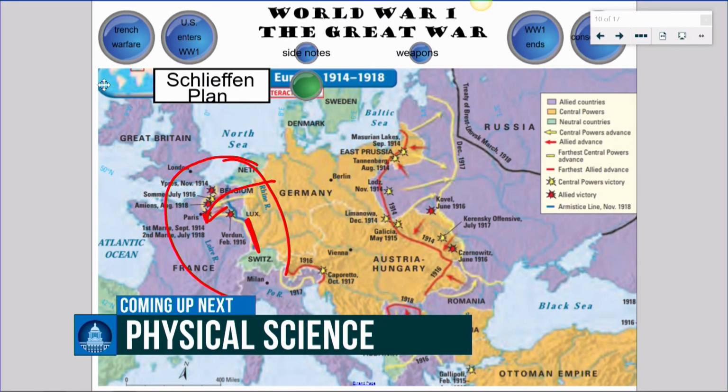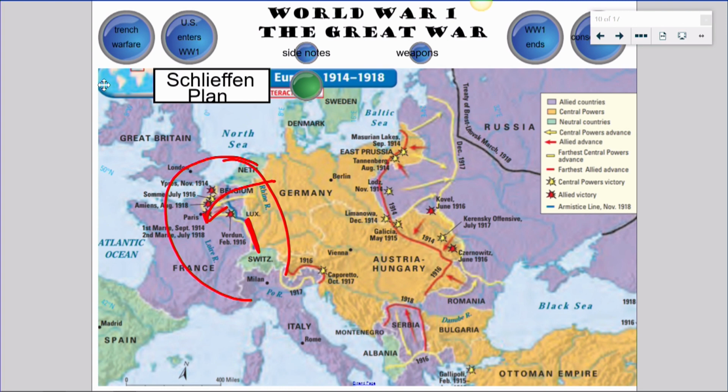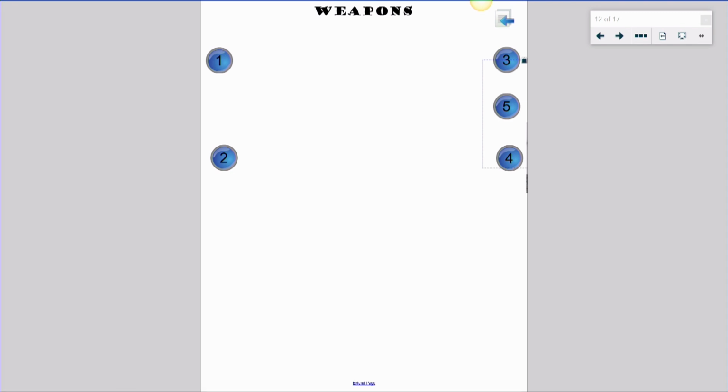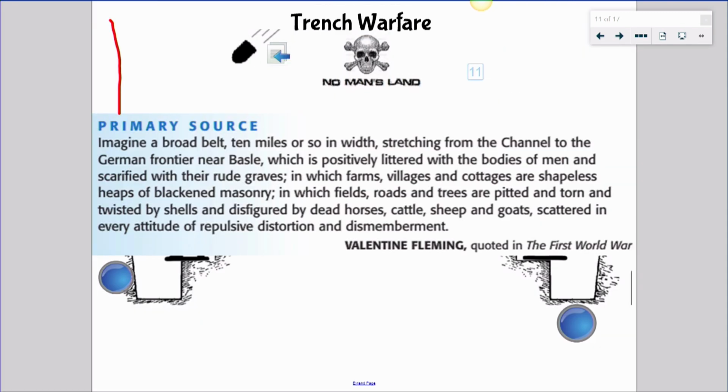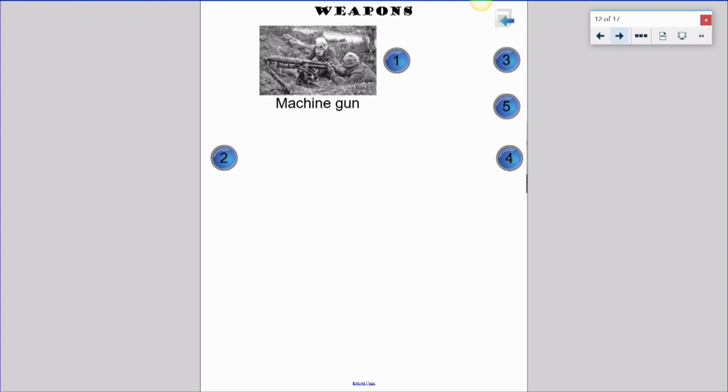Some of the weapons of World War I made this particularly brutal. When you go into war with the same old tactics, but this new technology in warfare, it was an equation for lots and lots of death. Here's some of the new weapons of World War I. The machine gun.